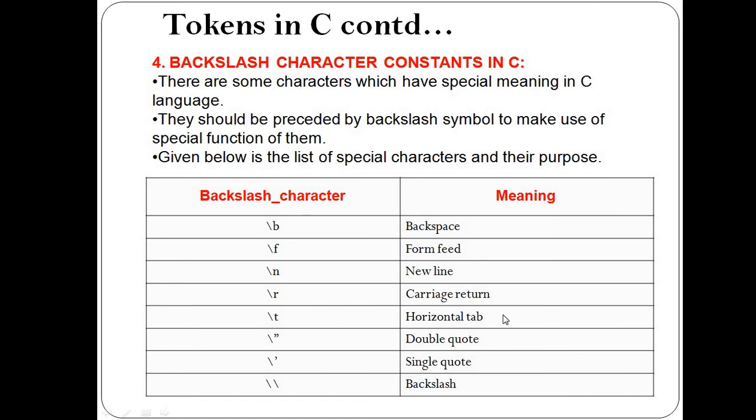At the time of writing the program, we can use these backslash characters. You should understand why they are used: they have special meaning when creating a program, and using them we can create statements in our program for execution. That's why they are included as a constant token in C language. Okay, understood? Thank you.